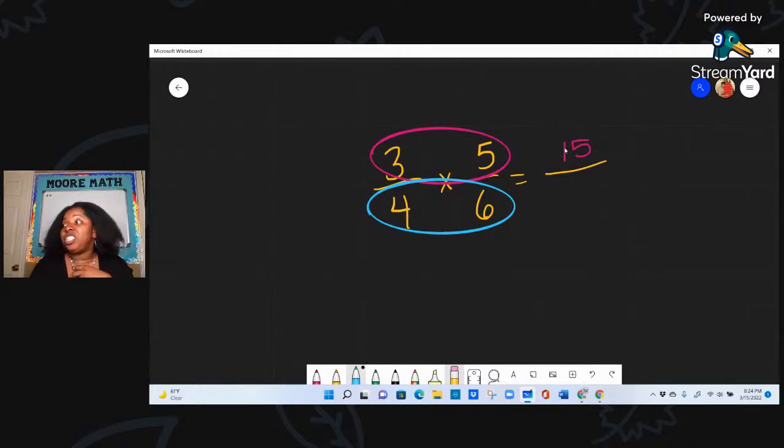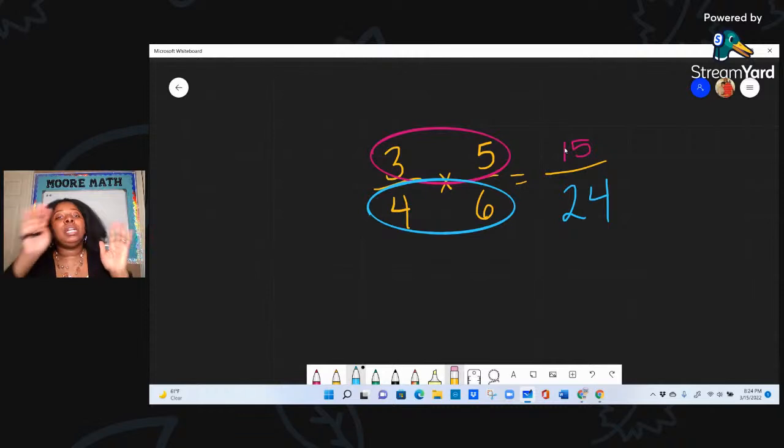So we're just keeping it simple. Multiply your numerator straight across. Multiply your denominator straight across. And you are good. Excellent, guys. 24. Can we simplify this? Absolutely. But right now we're just focusing on multiplying straight across, just the basics.